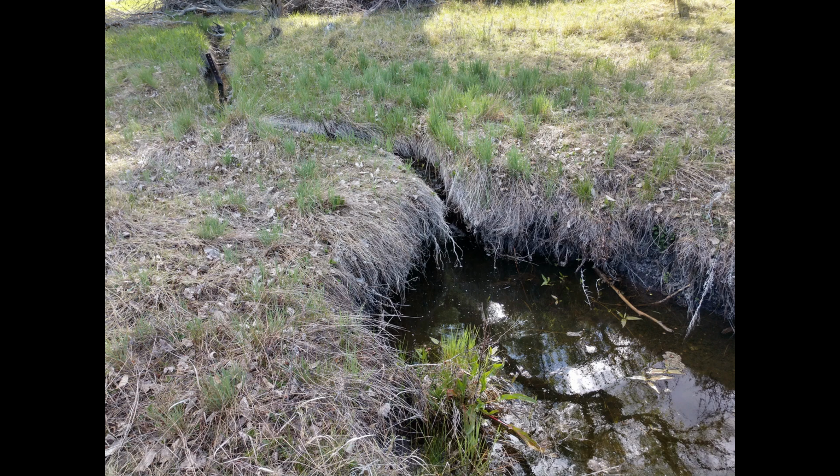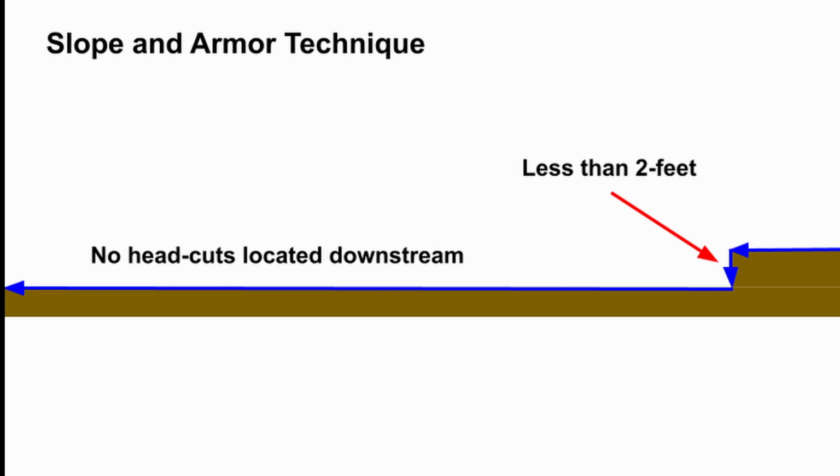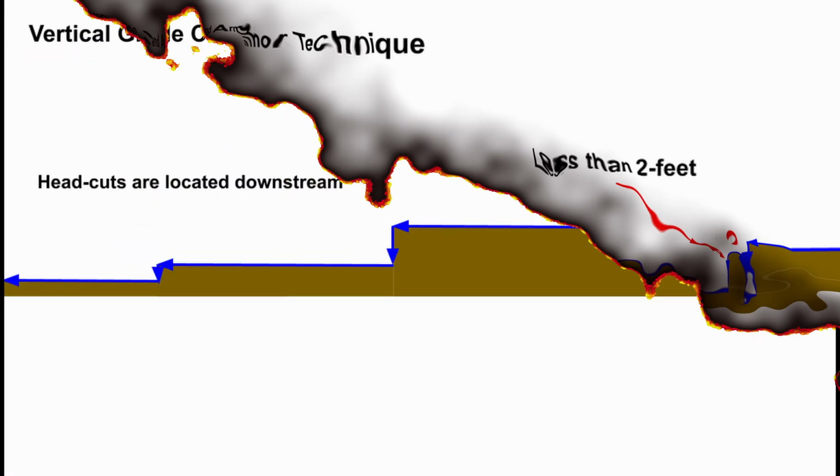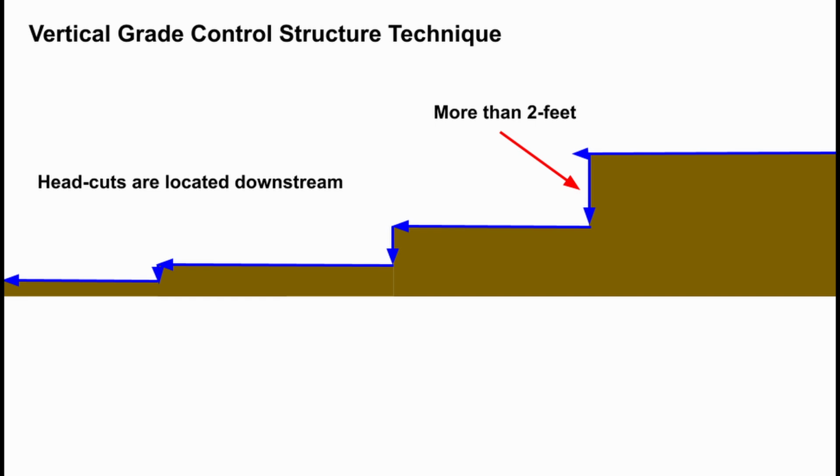There are two main ways to control a head cut using rock. The first way to control a head cut is to use the slope and armor technique. The slope and armor technique can be used where the vertical face of the head cut is less than 2 feet, and there are no head cuts in the drainage downstream that could advance and destroy the head cut that you're repairing.